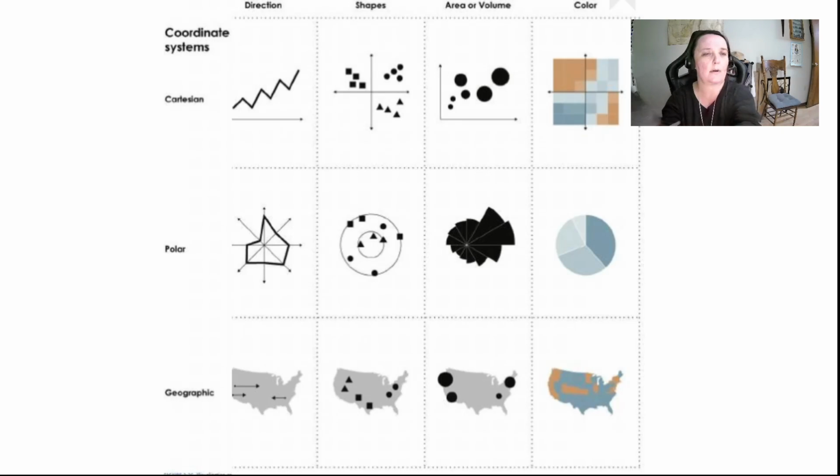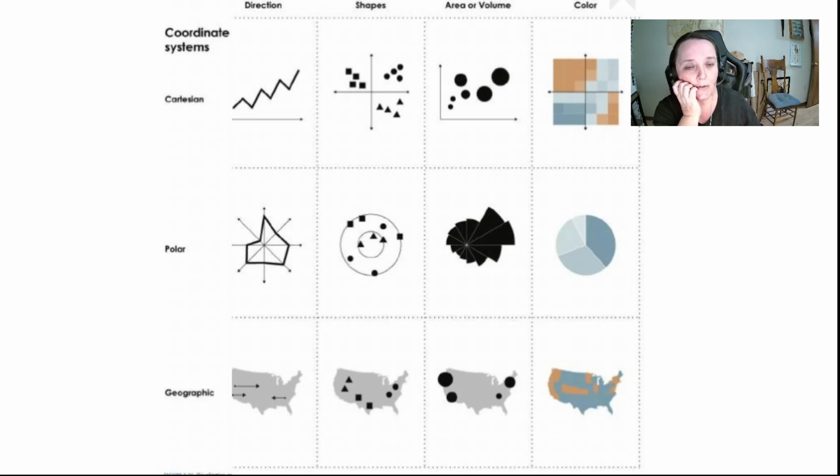So here we have some coordinate systems and direction, shapes, areas or volumes, and color, and the different kinds of charts you can make with those. So direction, you could make a line graph. I just keep on thinking of these polar charts as having to do with time, right? But you could actually be making a polar map, right? So you could have direction shown with a line showing which direction on a map the wind was blowing, for example.